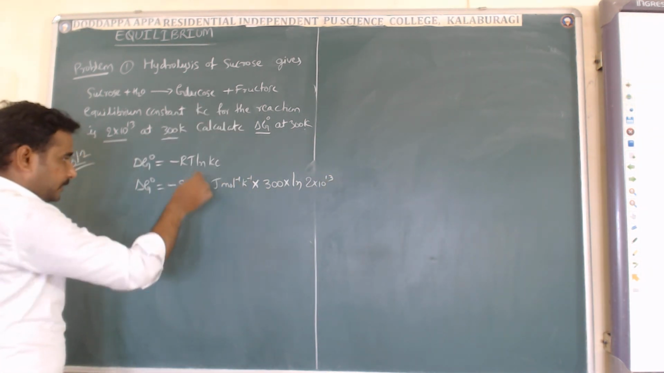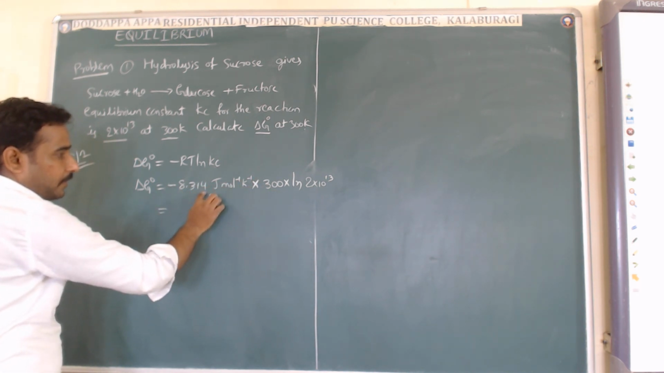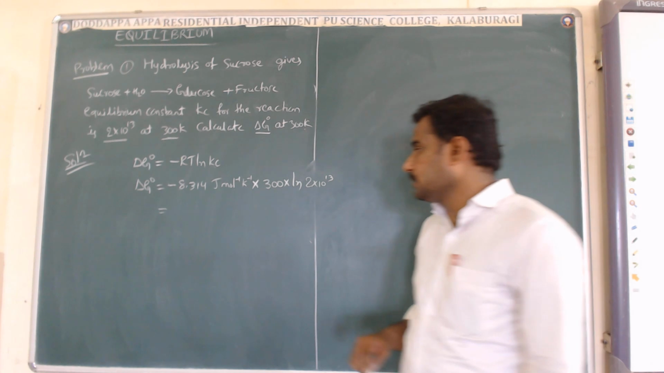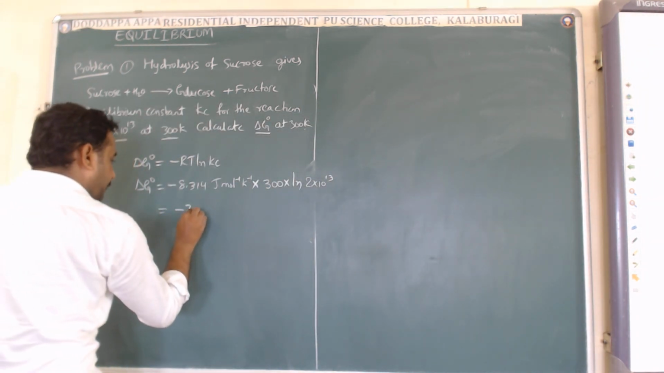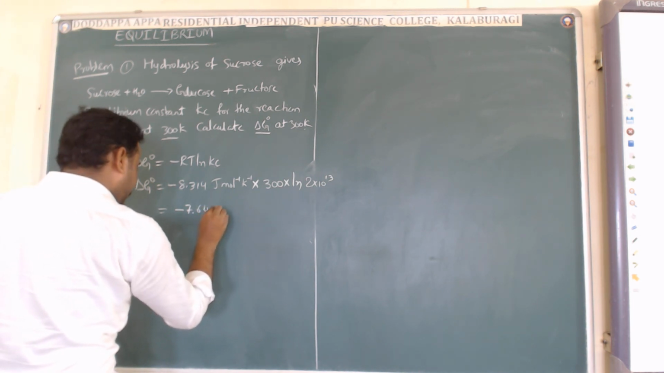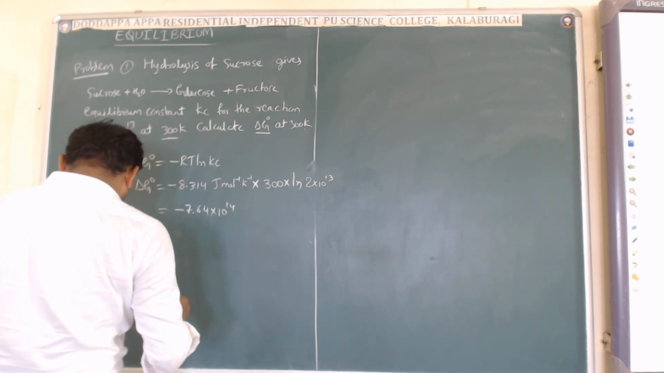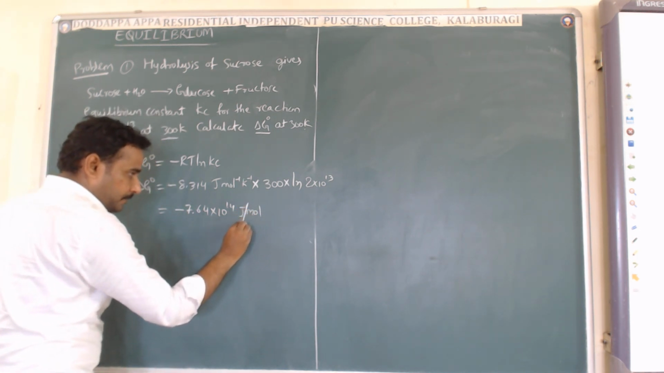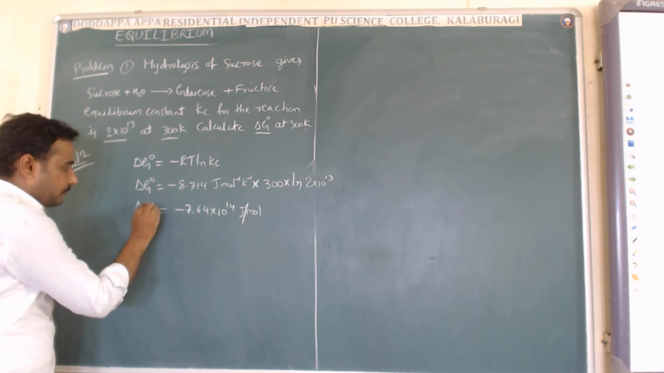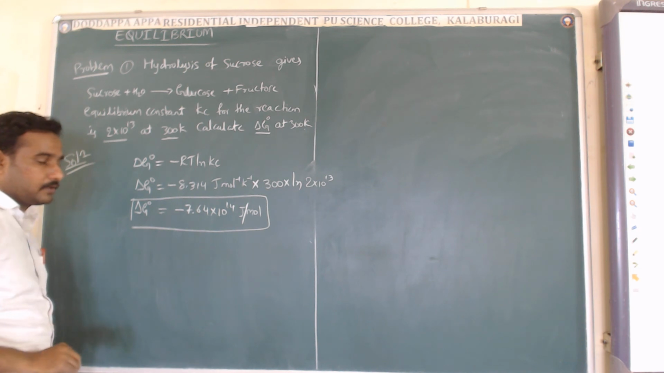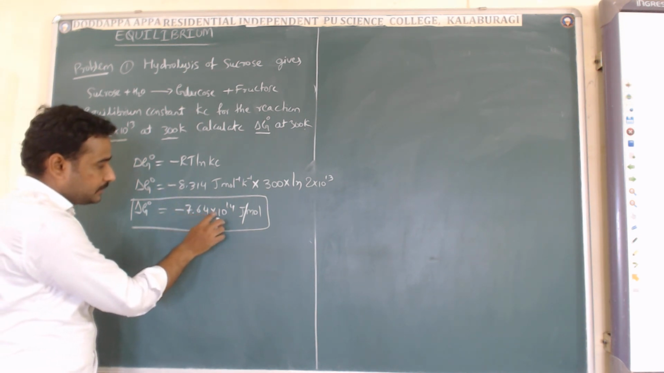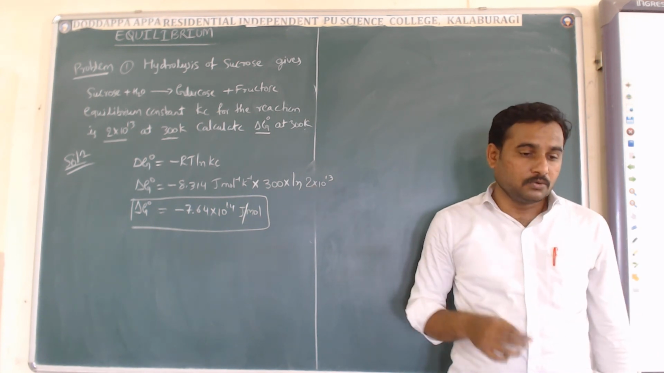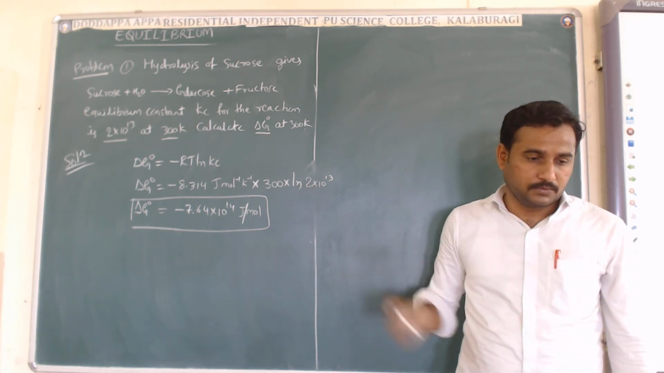When you multiply 8.314 into 300 and take the logarithm of 2 into 10 raised to 13, you get the answer: minus 7.64 into 10 raised to 14 joules per mole. So this is delta G naught, the standard free energy we calculated: minus 7.64 into 10 raised to 14 joules per mole. In the next class, we have to learn how to find logarithm values.